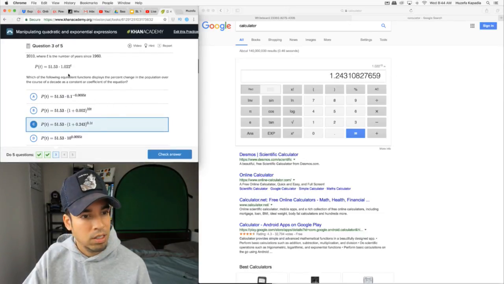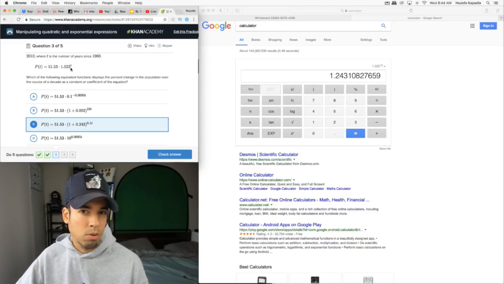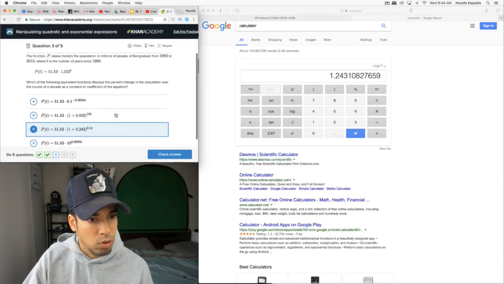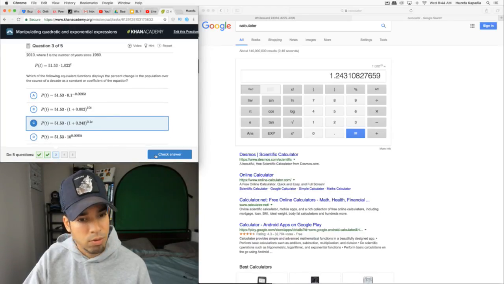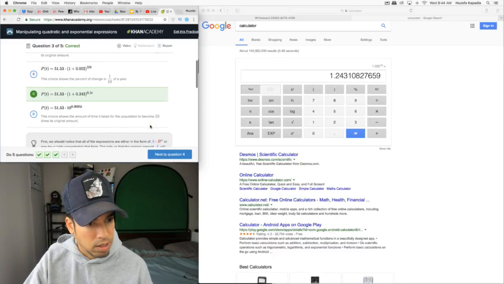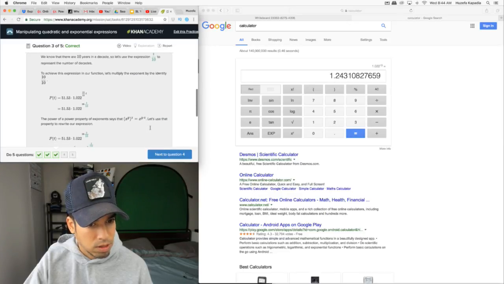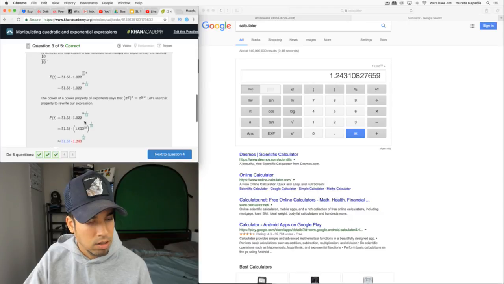And when we actually raise this 2.2% and carry that out over 10 years, it amounts to a 24.3% change, positive change. They said, which one shows this percent change as a constant or coefficient in the equation? This is the only one where I see 24.3. So I'm going to go for it. Let's see what they actually say. Yeah, that's it. Let's read their answer just because I want to see. Yeah, so they did the same thing.